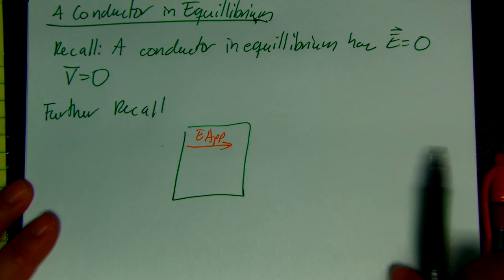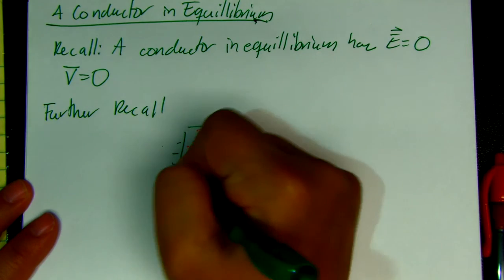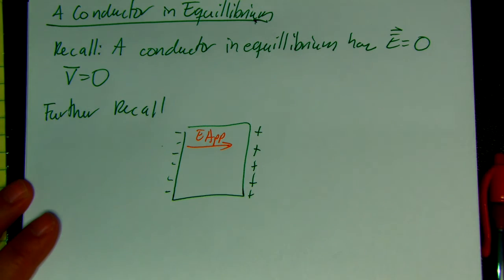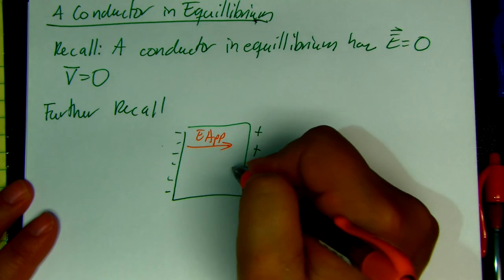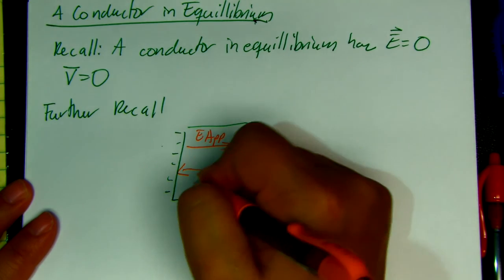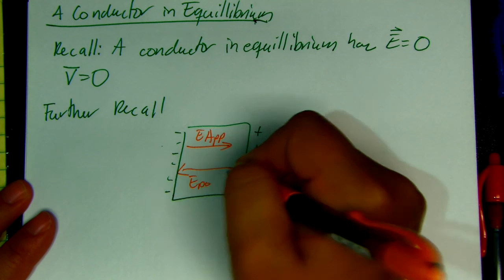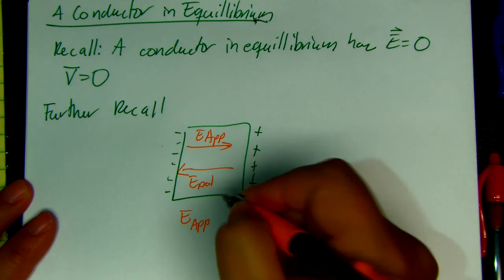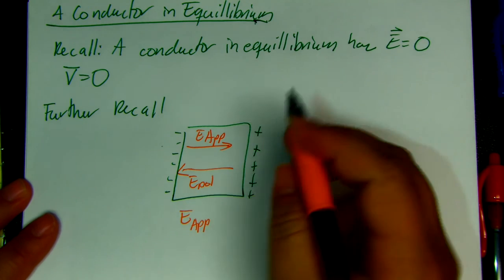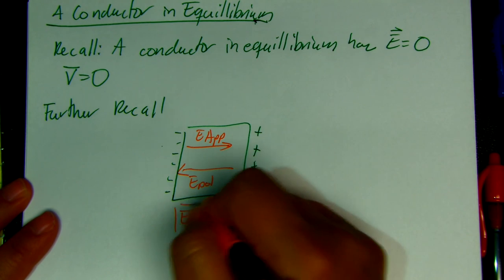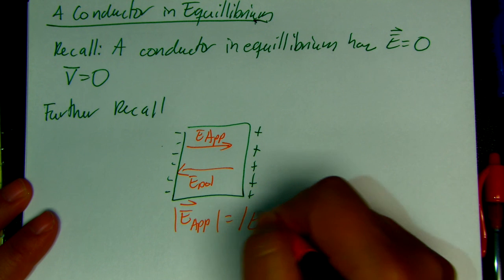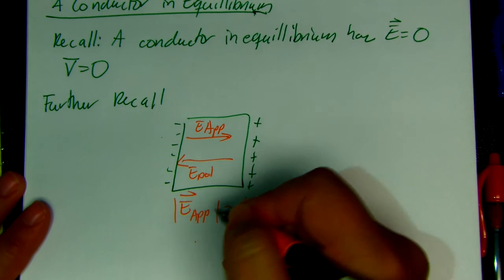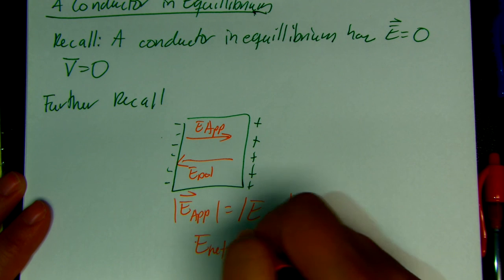And what would happen is that the negatives would go in the other direction, giving you this. Once that happens, then you get a field in the other direction. So this would be E from polarization and E applied. The magnitude of E applied equals the magnitude of E polarization. Since they're in opposite directions, you get that the net field is equal to 0.